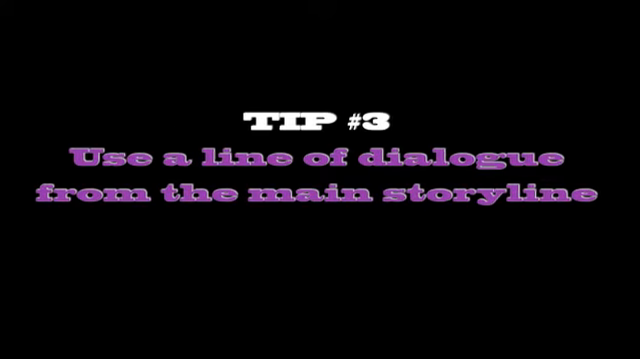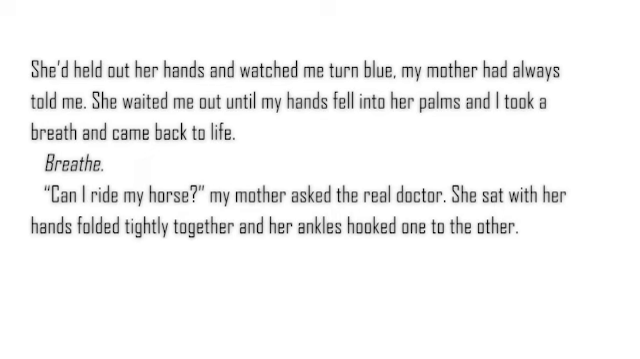Tip number 3, give us a line of dialogue from the main storyline. Sometimes it can work to insert a line of dialogue to let your reader know that we are out of the flashback and back into the main storyline. Let me go back to Cheryl Strayed's example. Let's say she did not insert the word breathe. Maybe she doesn't even need it here. With the line of dialogue said by her mother, we immediately know that we're back to the main storyline.